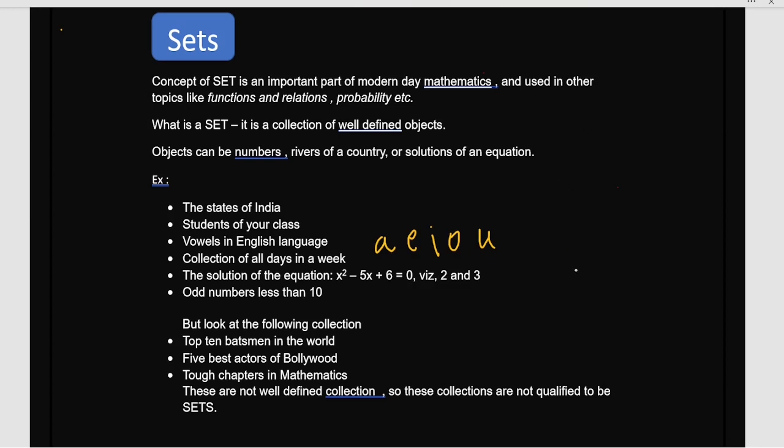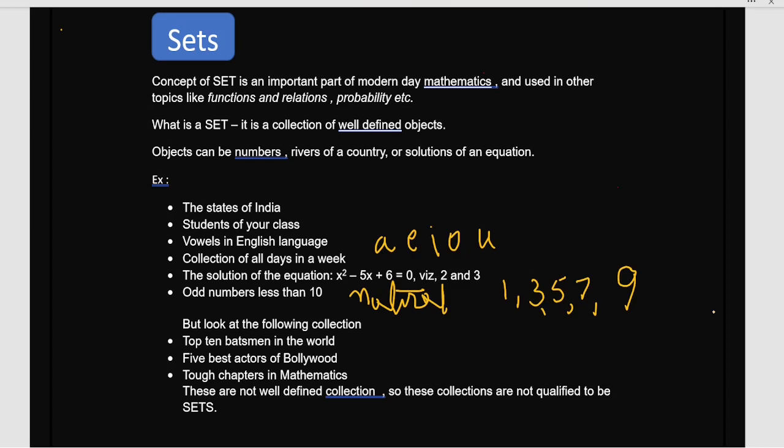Next, the solution of the equation x square minus 5x plus 6. It has two solutions, only 2 and 3. The solution set of this equation x square minus 5x plus 6 is {2, 3}. This is another set. Now, odd natural numbers less than 10: 1, 3, 5, 7, 9. This is another collection.